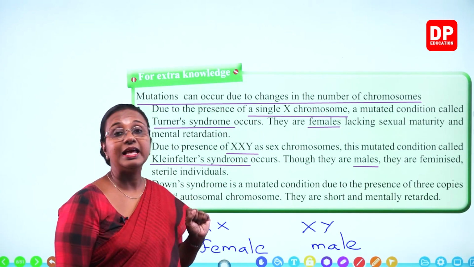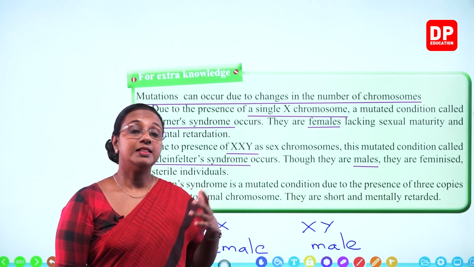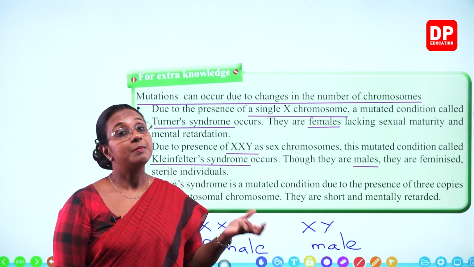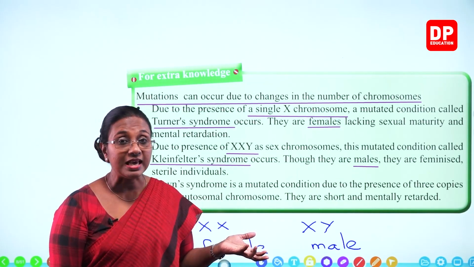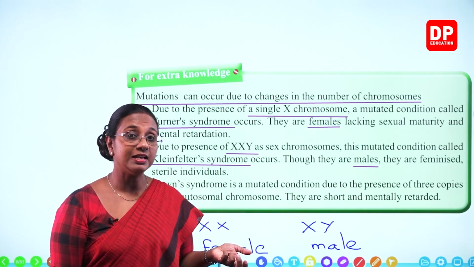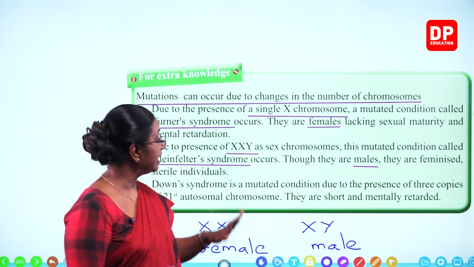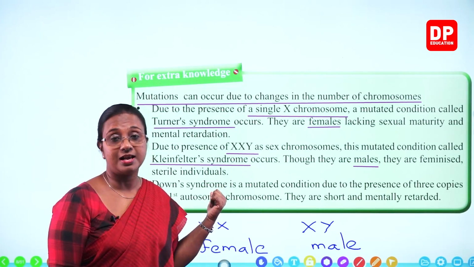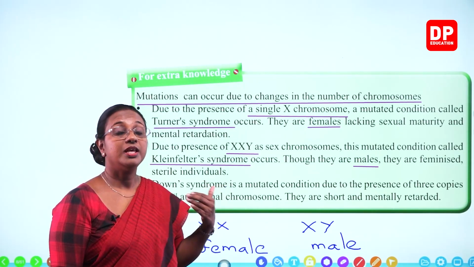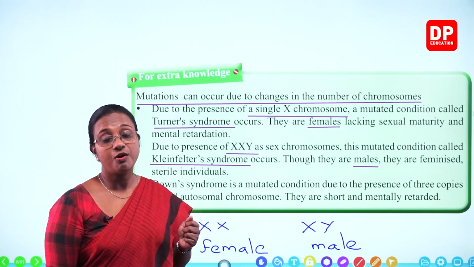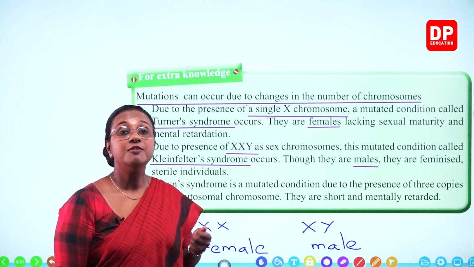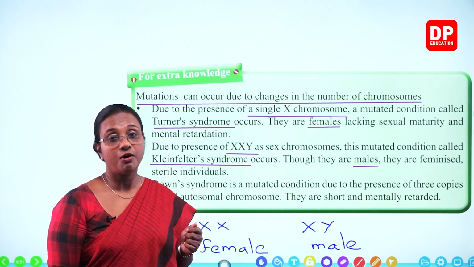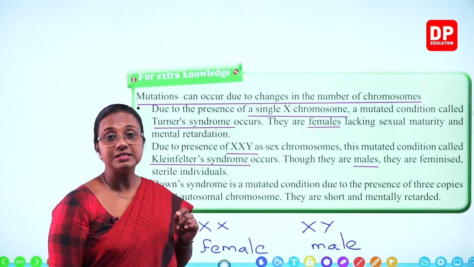So people with Klinefelter syndrome, they are males, they will have the testes, but in addition to that, they may have a developed, swollen mammary gland. They can have feminized characteristics and they will be sterile. So they cannot give rise to offspring. They are not fertile, so because of that, they cannot give rise to offspring. So that is Klinefelter's syndrome.